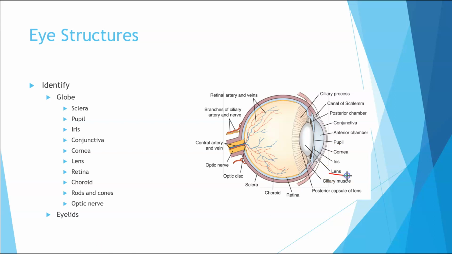Right here for the lens. The lens of the eye is a flexible unit. It consists of layers of tissues enclosed in a tough capsule. It's suspended from the ciliary muscles by the zonular fibers.